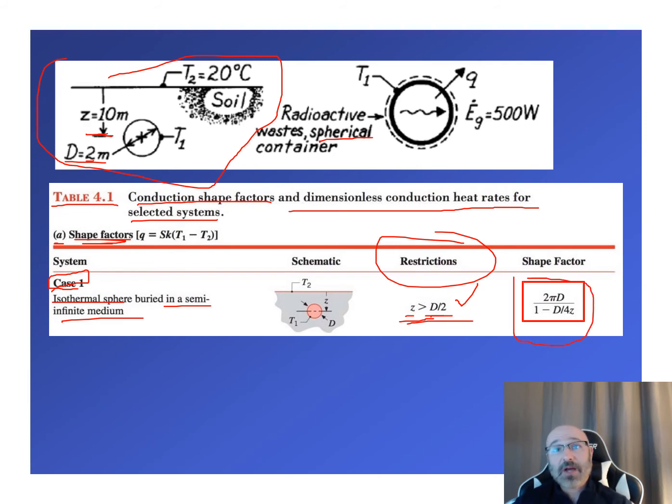So this is our shape factor. Our shape factor S is equal to 2 pi D divided by 1 minus D over 4z. We have our D value and we have our z value that we can plug in to get a numeric value for this. We should then plug S back in up here into our q equation for this problem.